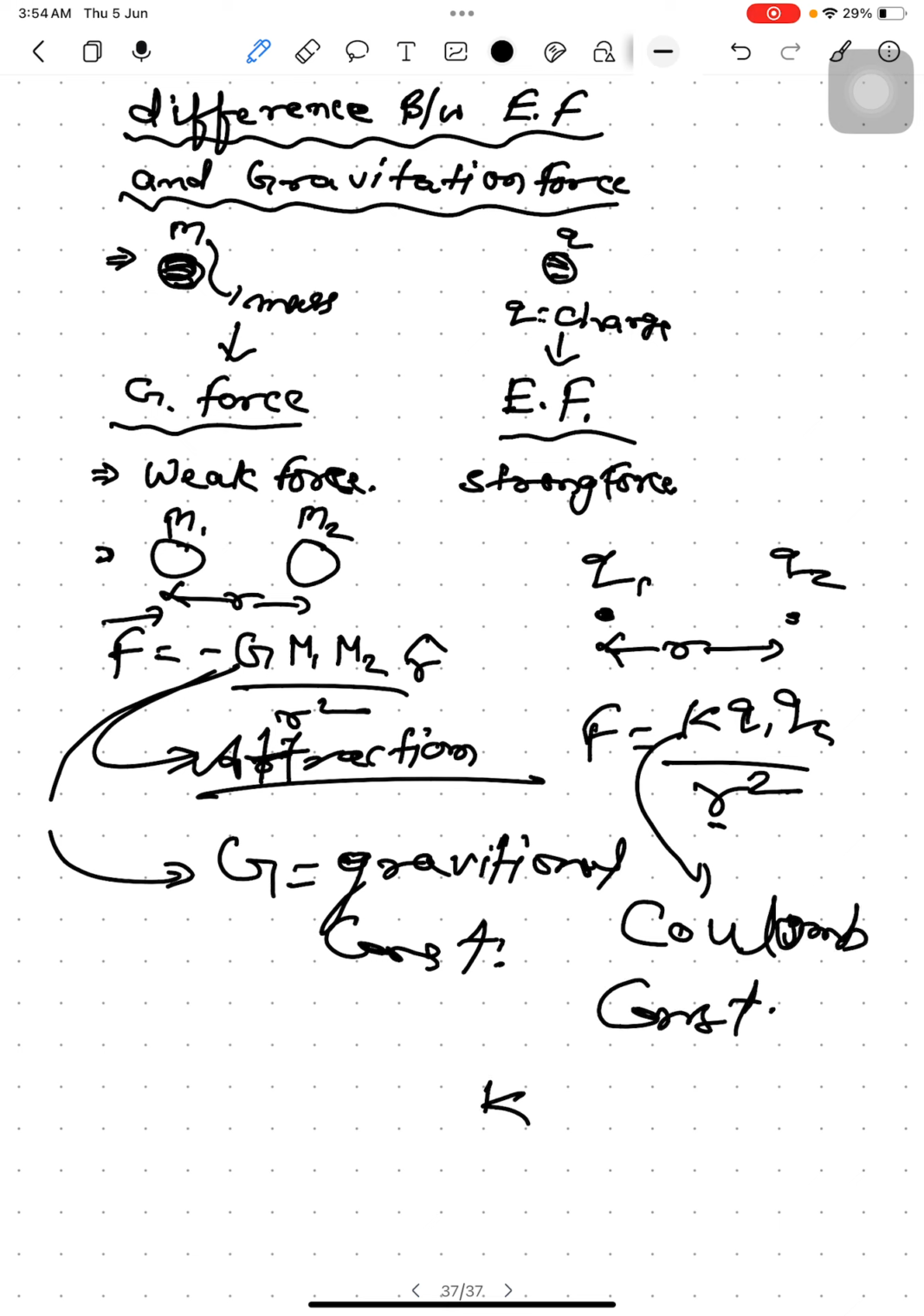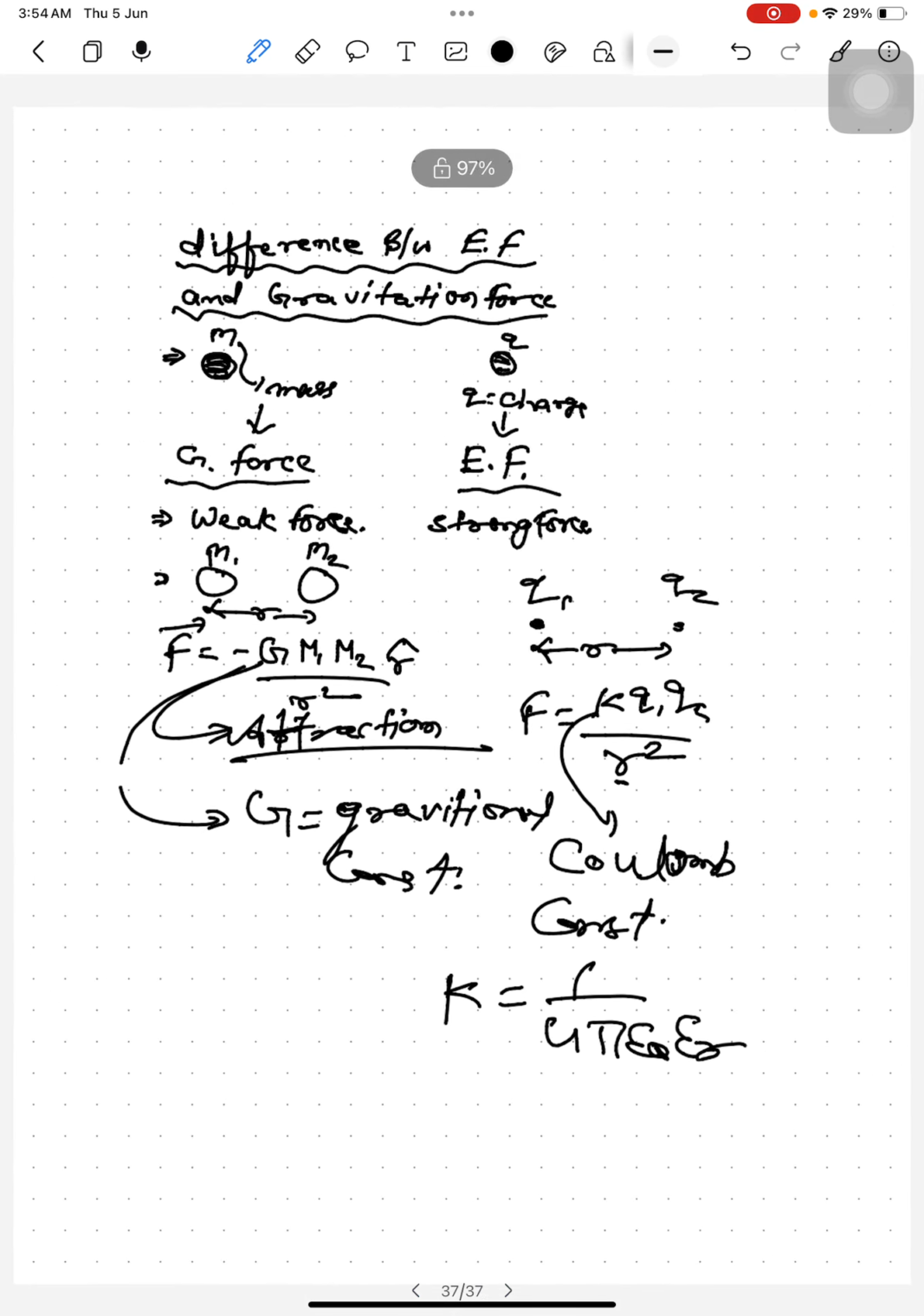As we know, the Coulomb constant is not the same for all types of medium. It depends on the permittivity of the medium, and epsilon r is the dielectric constant. The dielectric constant varies with different materials and different media. For vacuum, epsilon r is equal to 1.